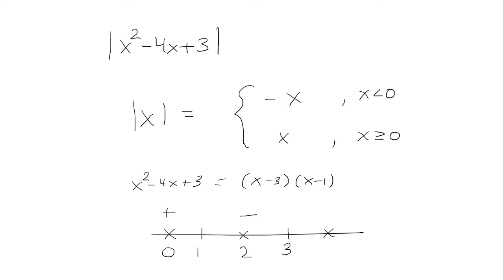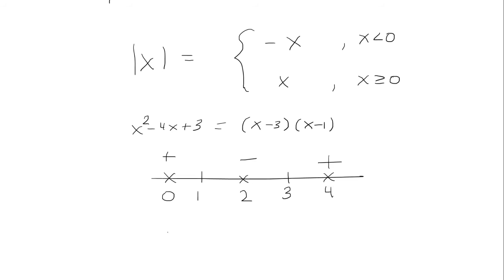And then we have to pick a number that's bigger than 3. Let's say 4. 4 minus 3 is positive. 4 minus 1 is positive. Positive times a positive is a positive. So now I'm going to break up my absolute value into 3 pieces. One interval is where x is less than or equal to 1. The other one is when x is between 1 and 3. And the last one when x is greater than or equal to 3.